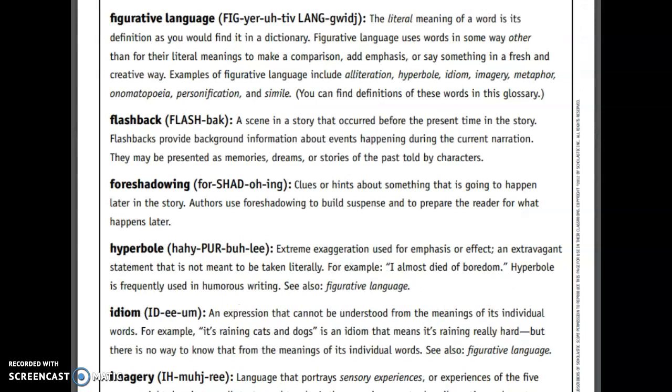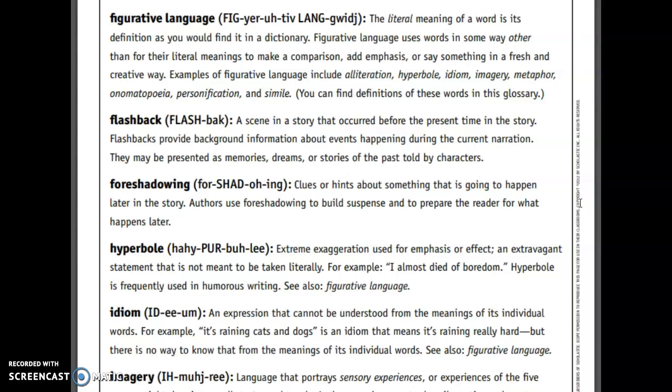The next term is figurative language. The literal meaning of a word is its definition as you would find it in a dictionary. Figurative language uses words in some way other than for their literal meanings to make a comparison, add emphasis, or say something in a fresh and creative way. Examples of figurative language include alliteration, hyperbole, idiom, imagery, metaphor, onomatopoeia, personification, and simile. You can find these definitions of these words in this glossary.